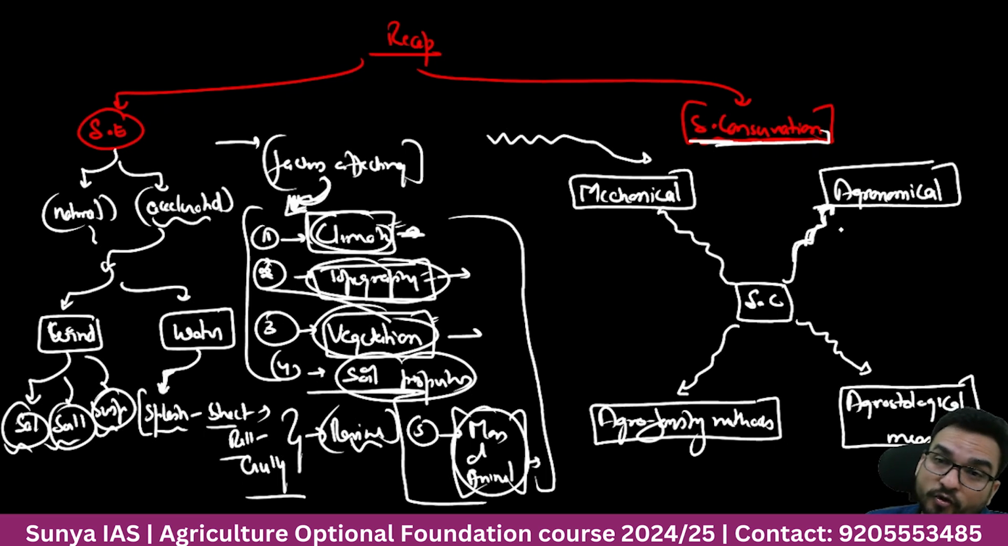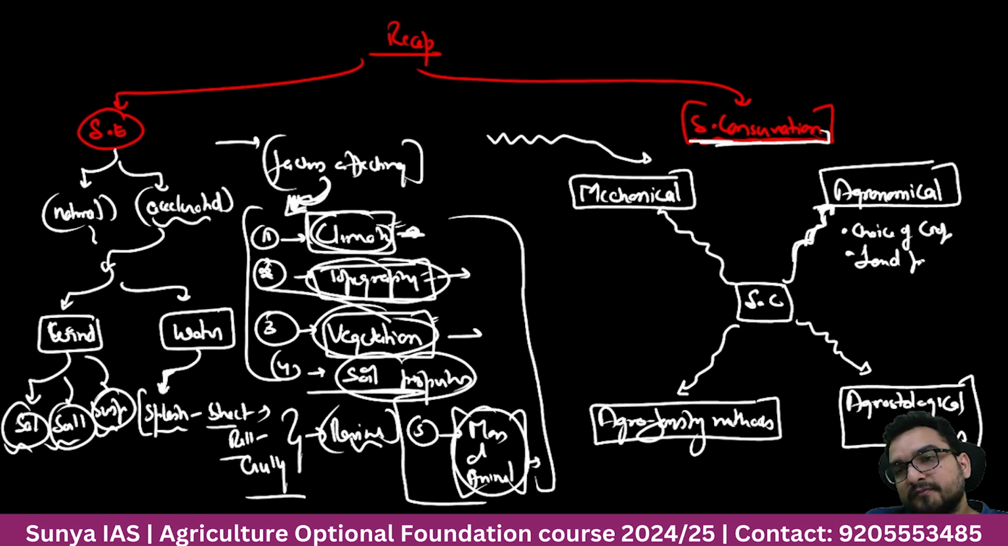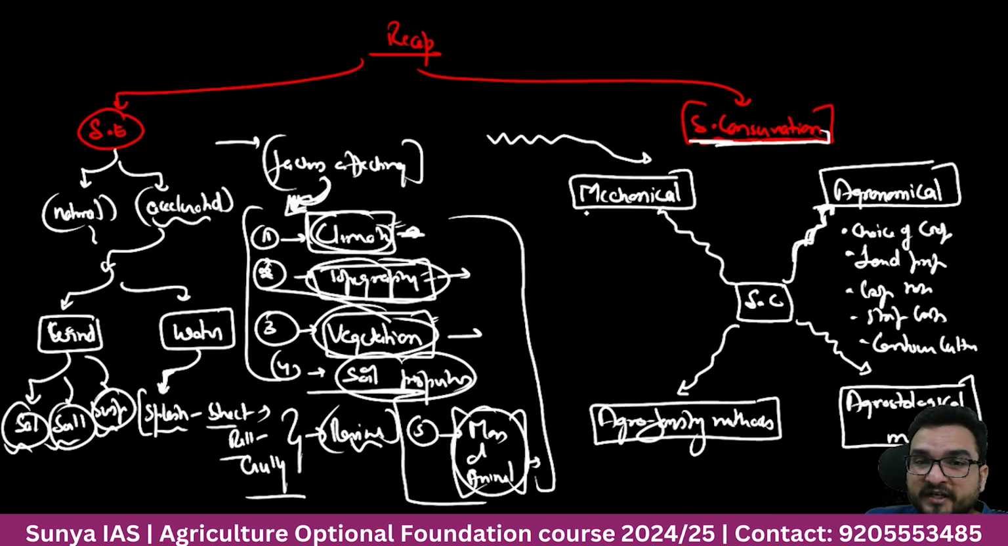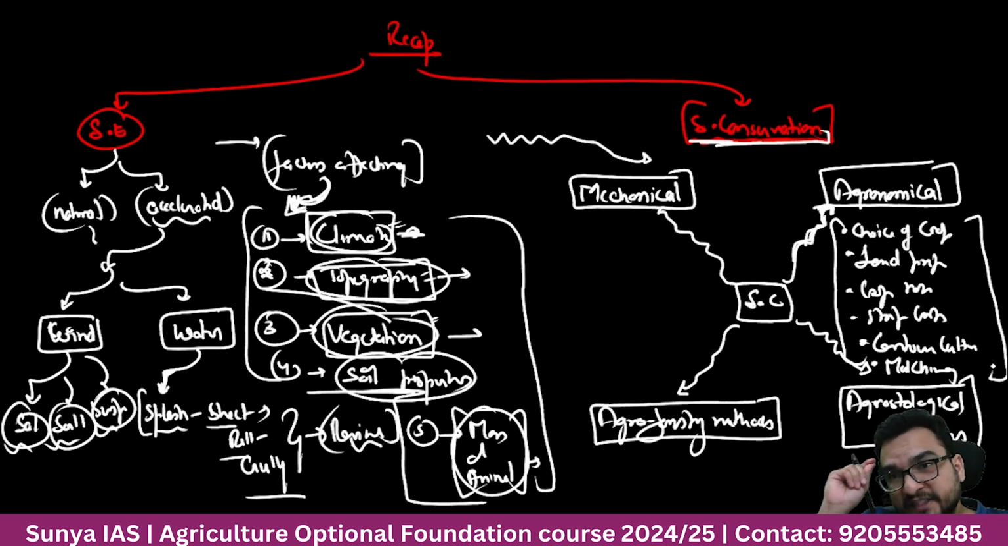In agronomical, you have studied the choice of crops we should choose, land preparation, crop rotation, strip cropping, contour cultivation, guys, not contour bunding. Contour bunding will come under mechanical. I have told you the difference. Then mulching, soil cover, like this. You just try to see how many points we have just recollected right now.